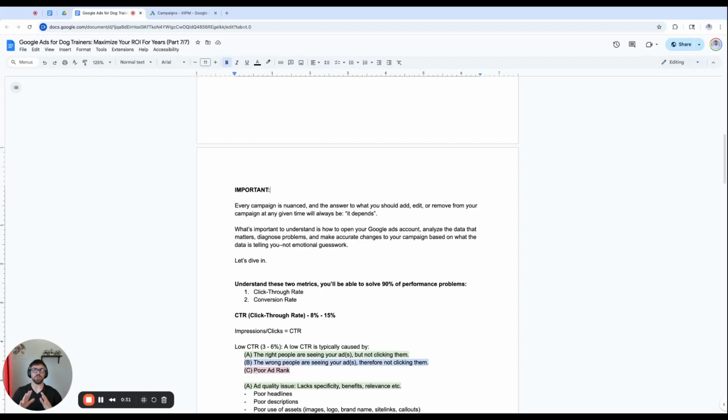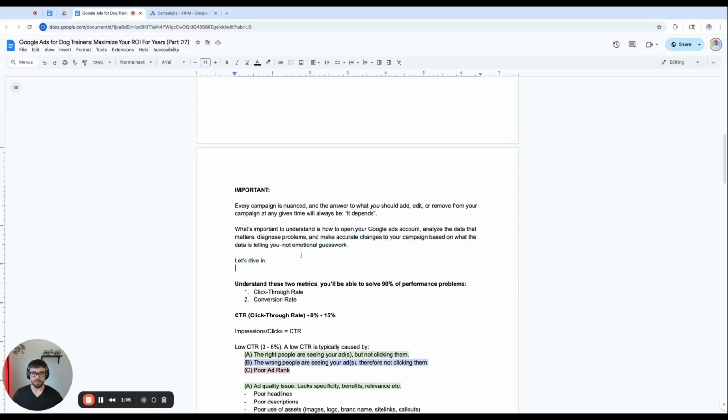Right? You have to be able to look at your account and diagnose problems on your own. All right. So every campaign is nuanced, and the answer to what you should add, edit, or remove from your campaign at any given time will always be it depends. What's important to understand is how to open your Google Ads account, analyze the data that matters, diagnose problems, and make accurate changes to your campaigns based on what the data is telling you and not emotional guesswork.